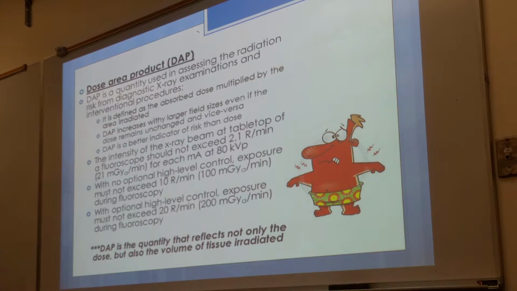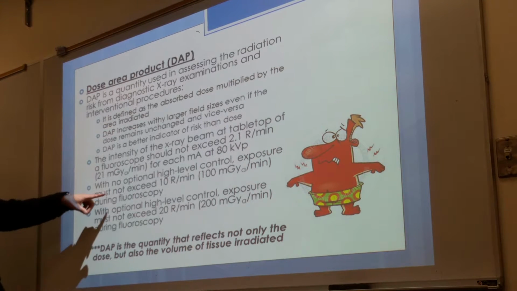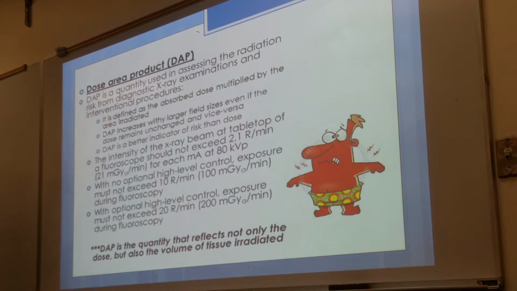Now if it doesn't have that, no boost mode or no optional high-level control, exposure must not exceed 10 R per minute during fluoroscopy. And if it does have it, it does allow you to double the exposure and not exceed 20 R per minute during fluoroscopy.